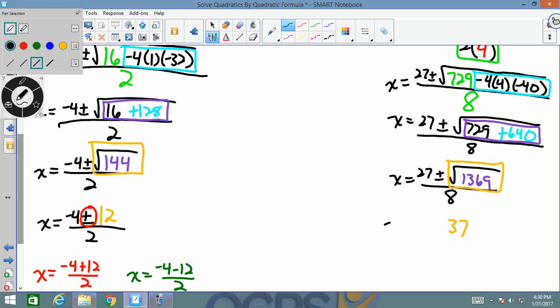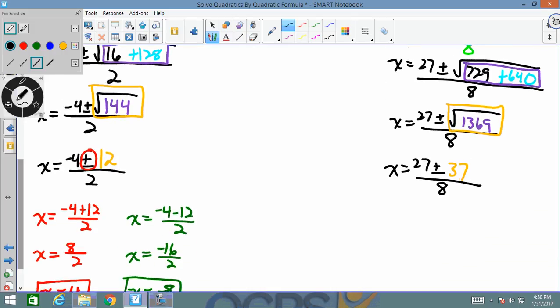So we get x equals 27 plus or minus 37 over 8. Right? And here's where we're going to split it into two separate problems, because of that plus or minus right here. So it's going to be x equals 27 plus 37 over 8, or x will equal 27 minus 37 over 8.